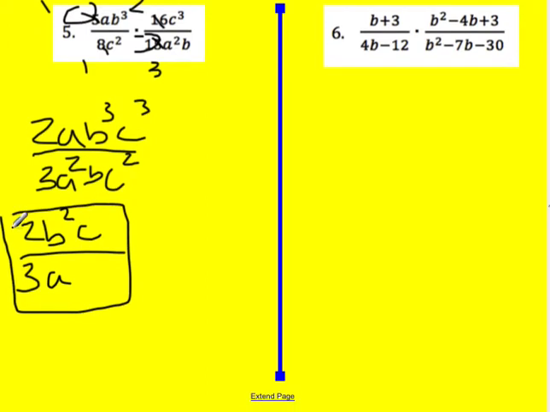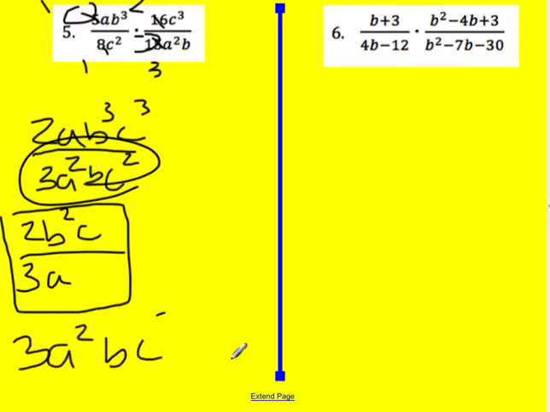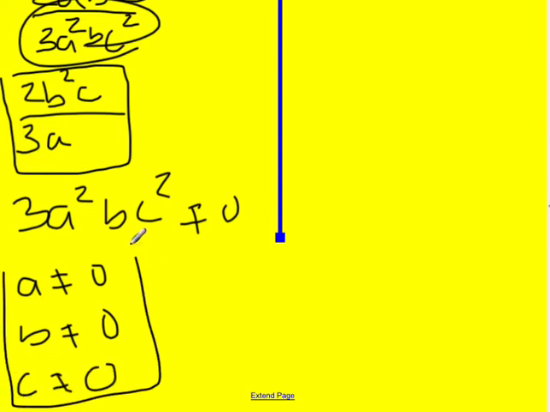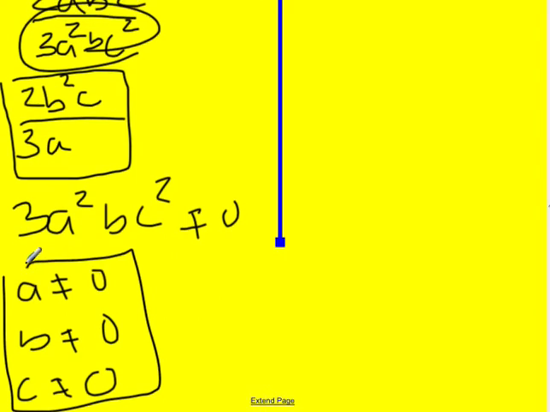So there's my simplified radical expression. Now I need to take a look at my excluded values. So 3a squared b c squared cannot be equal to 0. Now remember what I talked about before. When we have a monomial, a term like that, none of these letters can be equal to 0 for our excluded values. Because if any of those letters are equal to 0, then that will make our denominator equal to 0. So right here are our excluded values.